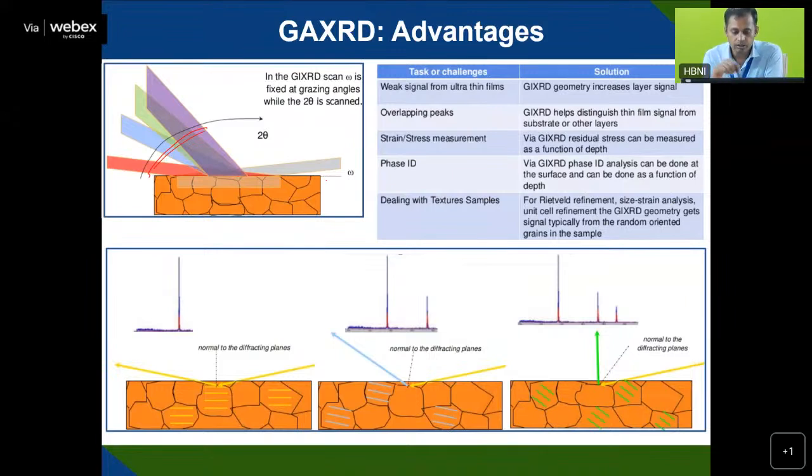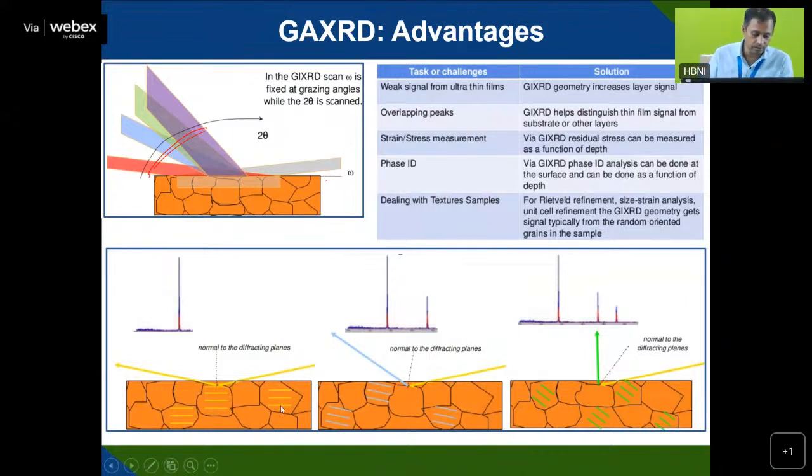Here the main problem is a weak signal. With a very thin film, you will get a weak signal, and that can be solved by grazing angle geometry. And if you have overlapping of peaks, stress-strain measurement is possible. Even phase identification can be done, using depth profiling, and you can also get structure information.